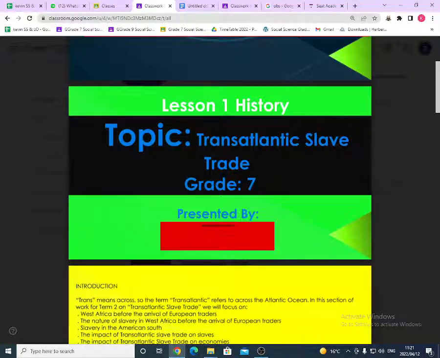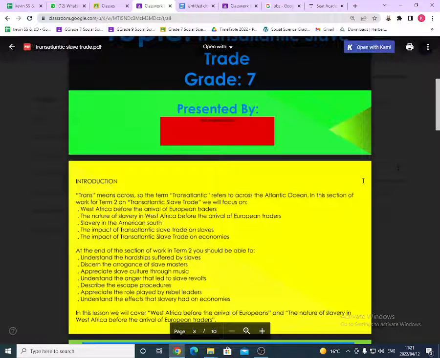And the history lesson is going to be on the transatlantic slave trade. So basically, trans means across. So the term transatlantic refers to across the Atlantic Ocean. So in this section, basically, it's work from term 2.